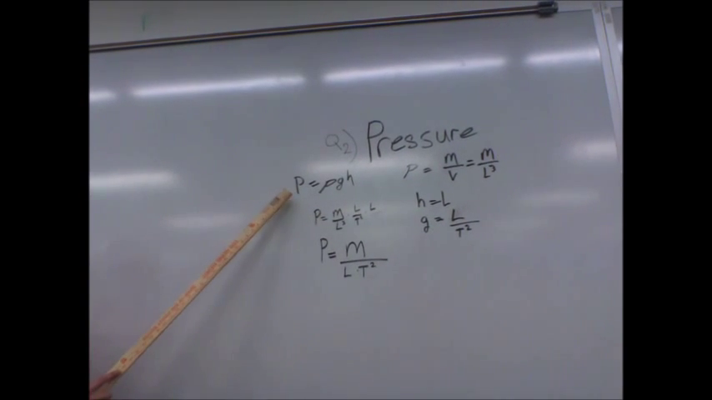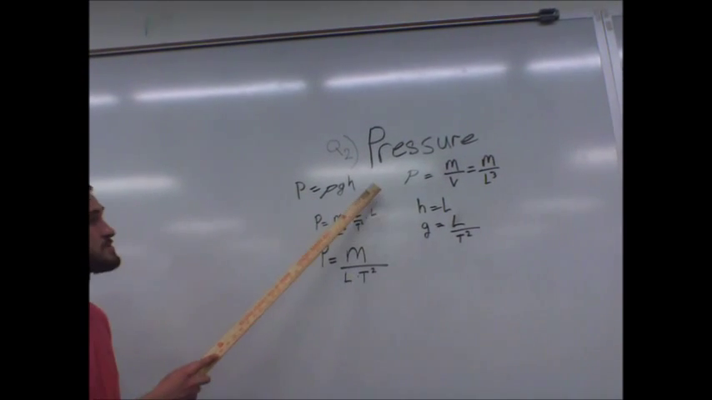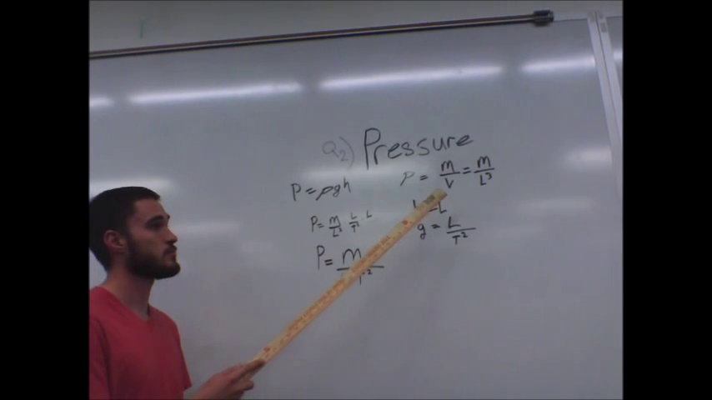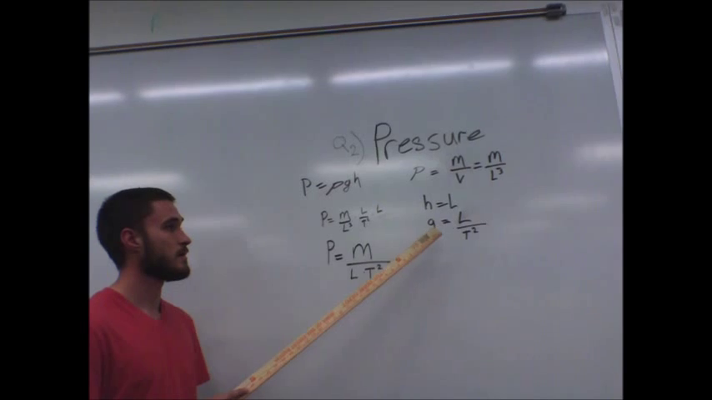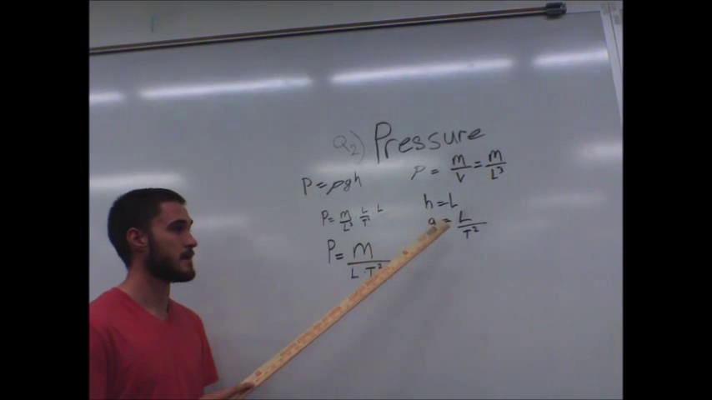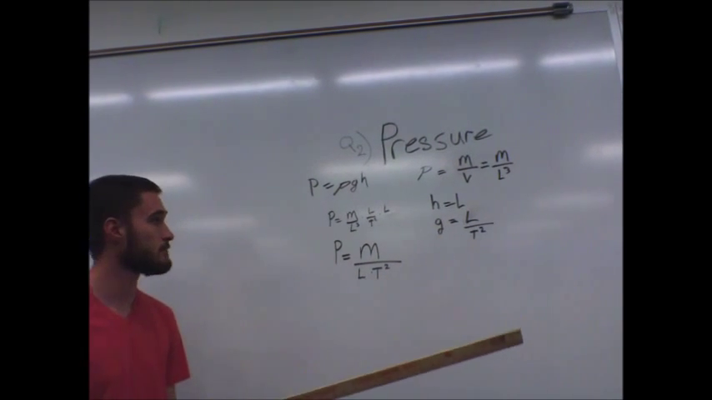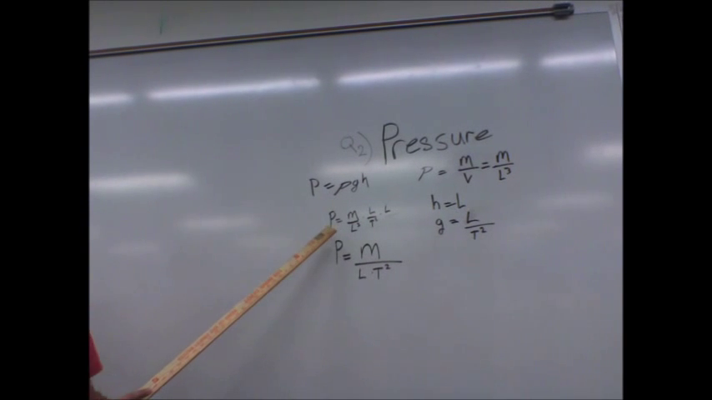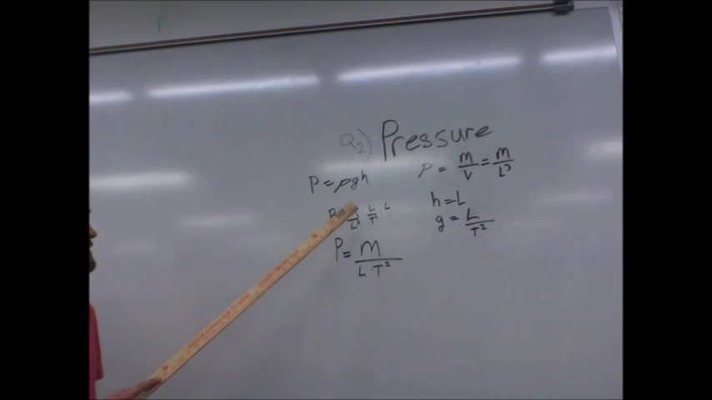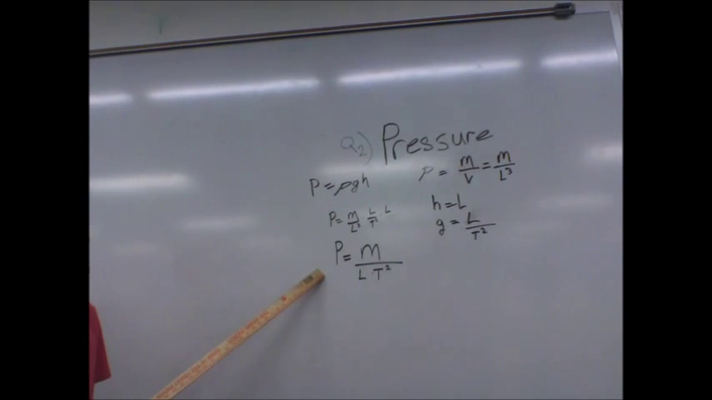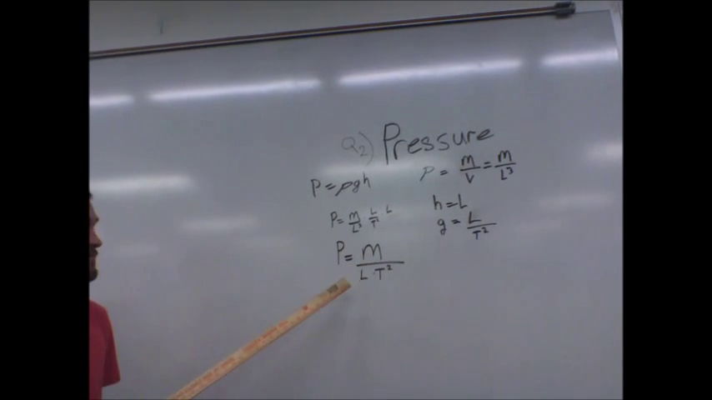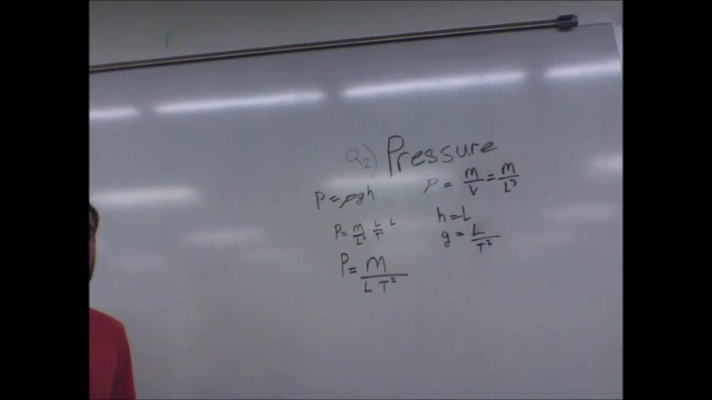This is the dimensional analysis of question 2b for pressure specifically. We start with the equation pressure is equal to rho g h, where rho is the dimensional of mass over volume, which is mass over length cubed. Height is length. Gravity is length over time squared. Substituting these in, you have mass over length cubed times length over time squared times length, which simplifies down to pressure is equal to mass over length times time squared.